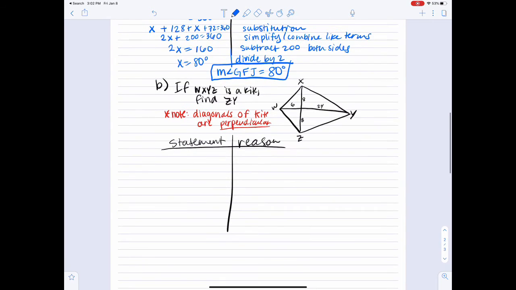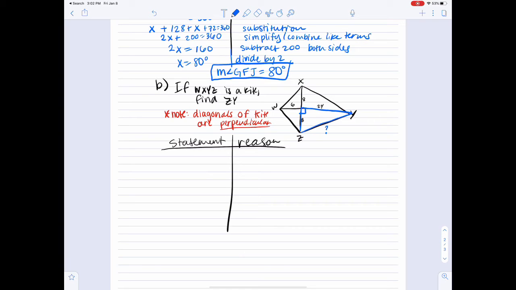All right, part B, if WXYZ, so this is a new kite, if it's a kite, find ZY. So we're trying to find this over here. All right, so what we know here is we need to use our first theorem that we learned today. If a quadrilateral is a kite, then its diagonals are perpendicular. Okay, so I need to use that to my advantage. I'm actually going to draw that down here because we're going to use this side. So I'm going to say that this actually makes this whole thing right here a right triangle.